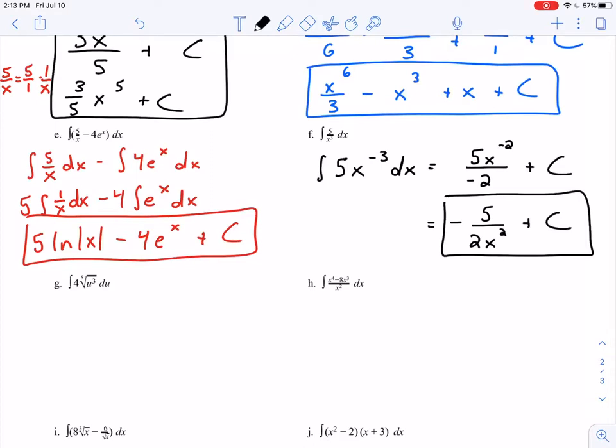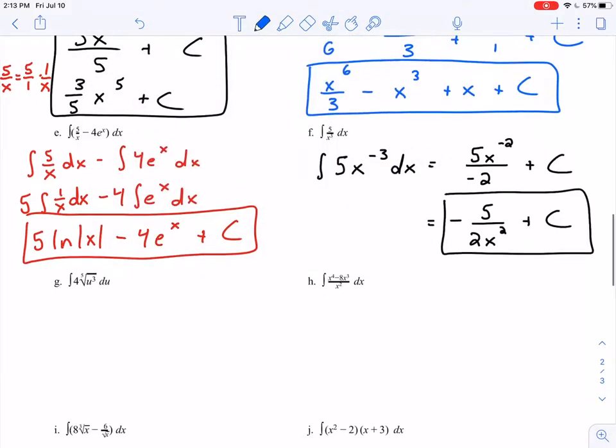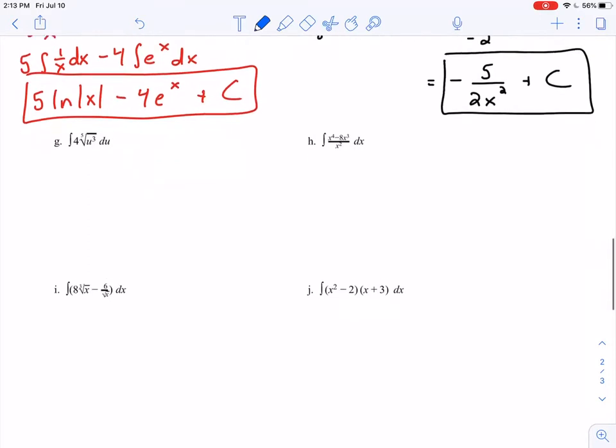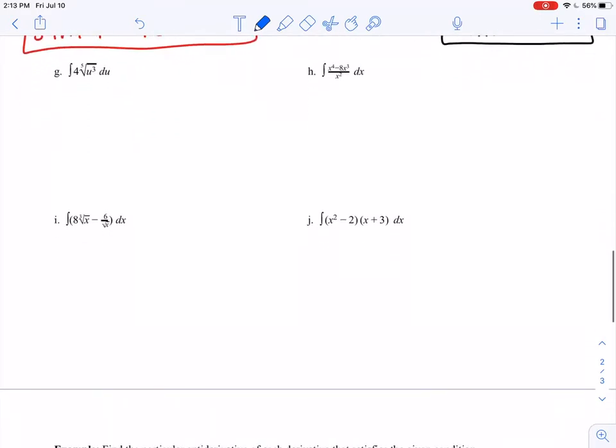So we will be doing quite a bit of this at first, where we need to rewrite these exponents as either negative exponents or rational exponents, depending on what our problem looks like. And speaking of, here in G, I'm integrating with respect to u. I have the indefinite integral of 4 times the 5th root of u to the 3rd du.